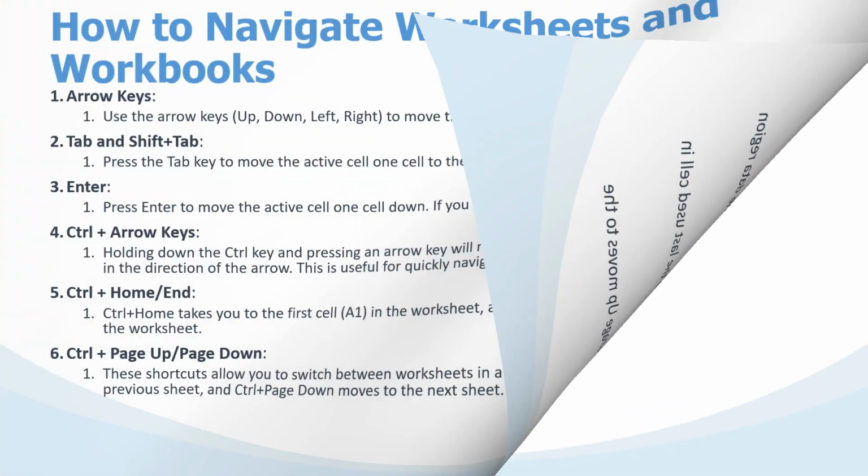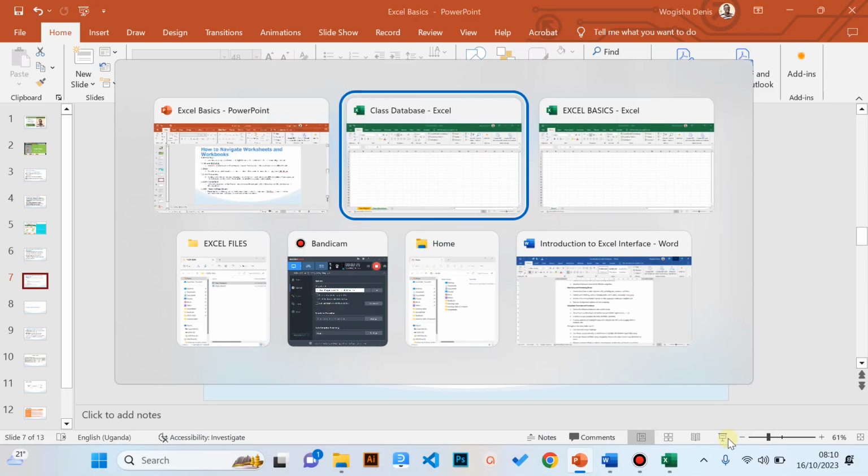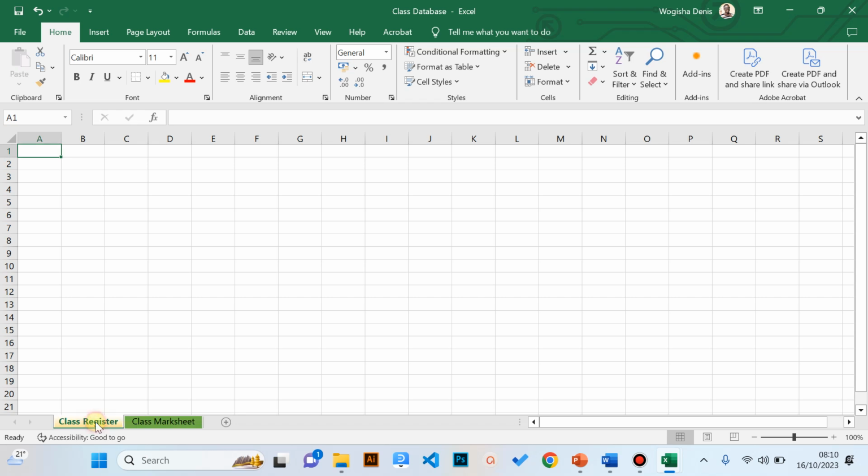Then you can also use, finally, Control and Page Up or Page Down to navigate from one worksheet to the other. For example, again to show you, this is the class register. So if I want to move to the next worksheet, I have to press Control and Page Down, then Control Page Up. Control Page Up and Control Page Down can take you to the next worksheet. So that's how we switch between different worksheets using the keyboard.